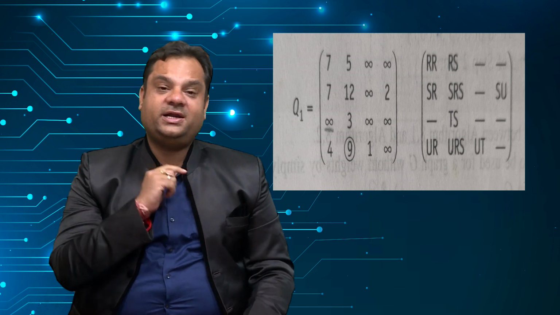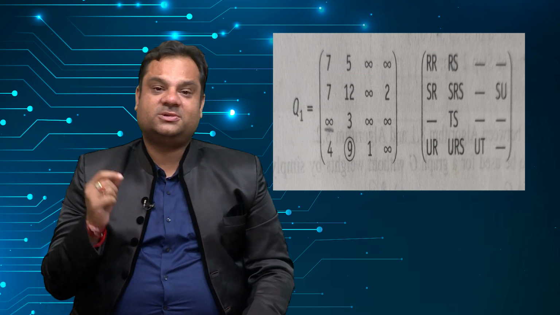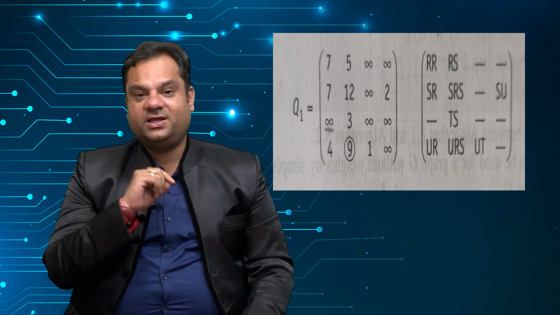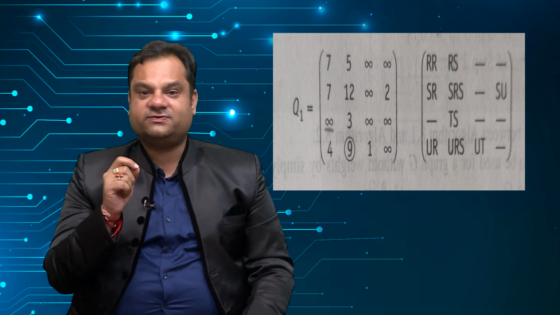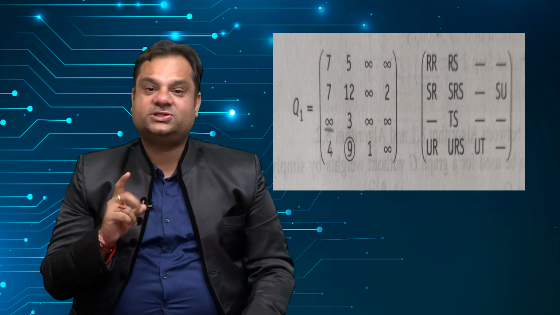There is no direct edge from U to S. S to U has a path, but from U to S we can't move anywhere. But with the help of R, can we move? Yes, we can check. U to R and R to S, we have two edges.